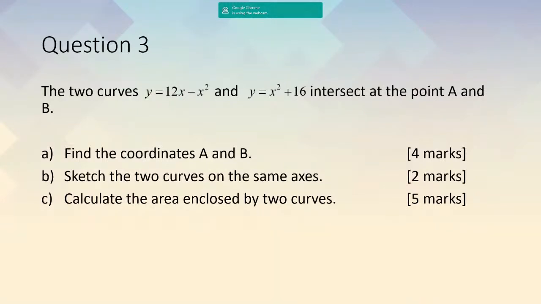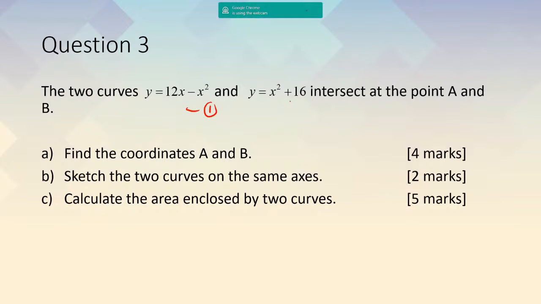So question 3 is chapter 7, that is applications of integration. So the question is the two curves y equal to 12x minus x squared and y equal to x squared plus 16 intersect at the points A and B. So the first one, you need to find the coordinates of A and B. So to find the coordinates of A and B, you need to do a simultaneous equation.